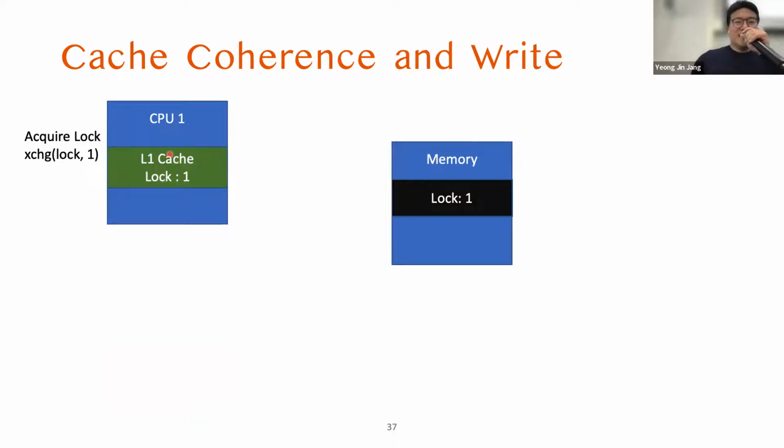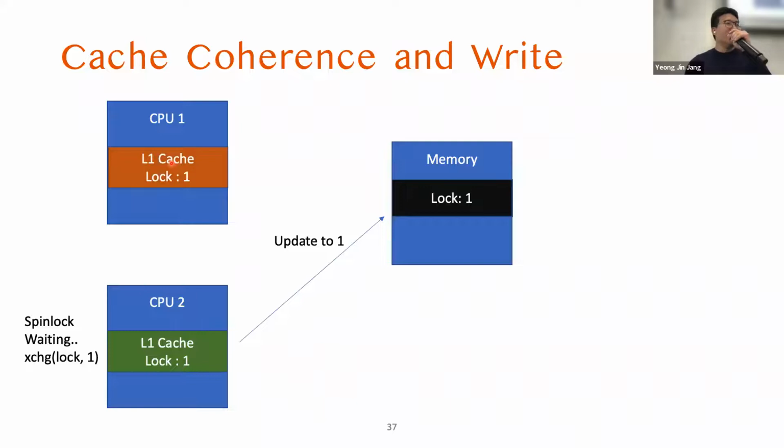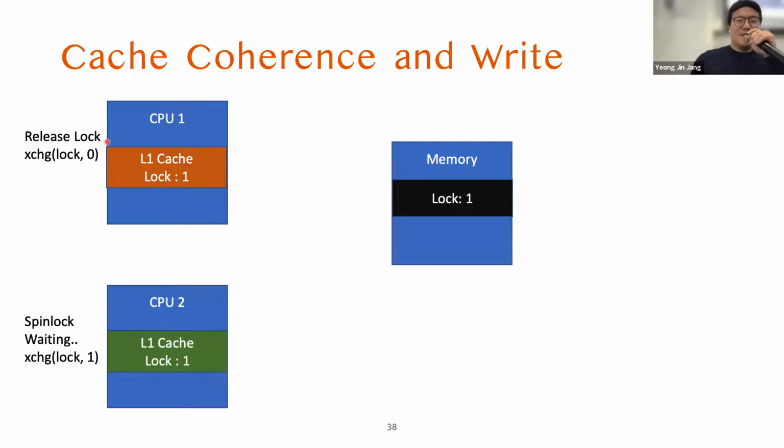In the first place, CPU1 acquired the lock, so it can stay in the L1 cache of CPU1. Then CPU2 would like to acquire the lock, but it fails because it checked the value and it was one. But in doing that, it is actually updating the value in the memory, and that requires invalidating the cache in CPU1. Then next time CPU1 would like to release the lock, it needs to work with the memory again, and then it will be cached automatically.